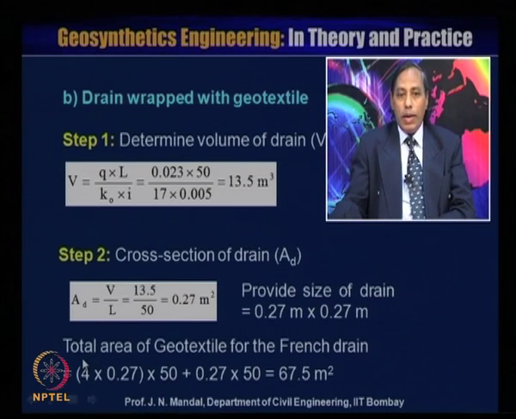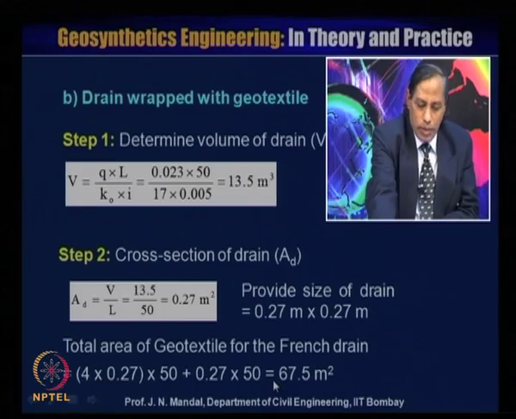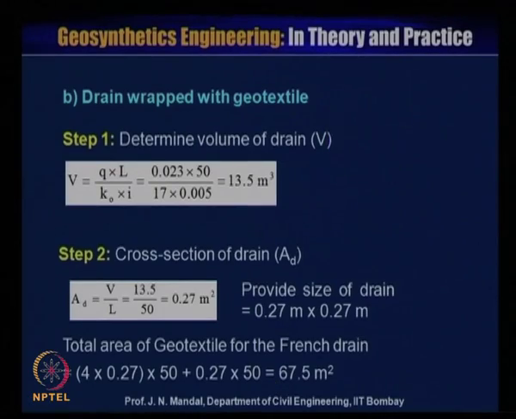So you have to calculate what will be the total area of geotextile for the trench drain. So total area will be 4 into 0.27 into length is 50 plus 0.27 into 50. So I can say that because the trench is like this.